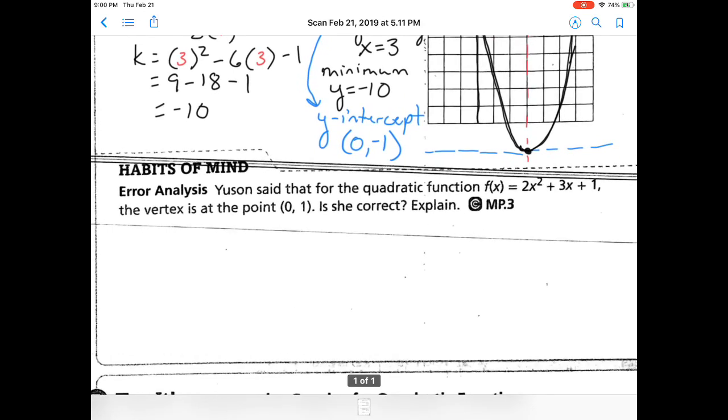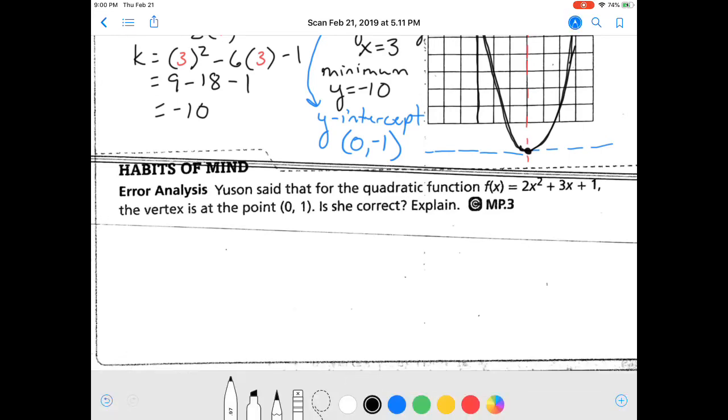Alright, so now we're going to try taking a look at another one of our imaginary classmates here. Guess we'll call her Yusin. She said that for the quadratic function, f of x equals 2x squared plus 3x plus 1, the vertex is at the point 0, 1. Is she correct? Explain. So you're going to need to use your vertex formula, h equals negative b over 2a, to find the correct vertex. Then you can use that work to back up why you think Yusin is correct or incorrect.